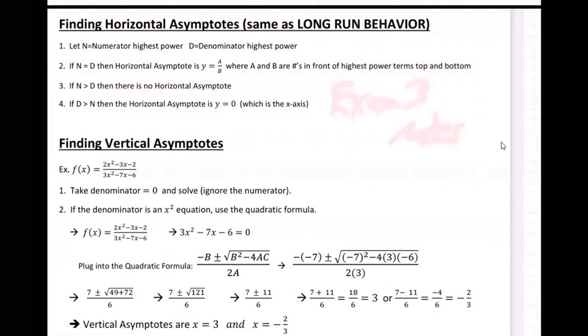In the exam three notes, I put notes that show you how to find the horizontal asymptote. These are right at the top of the unit three module. Finding horizontal asymptotes is the same as long run behavior. Let n equal the numerator's highest power and d equal the denominator's highest power. If n equals d, it's a over b. If n is greater than d, there's no horizontal asymptote. If d is greater than n, then it's zero.